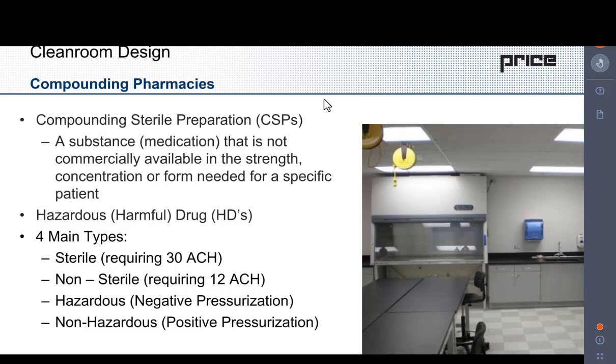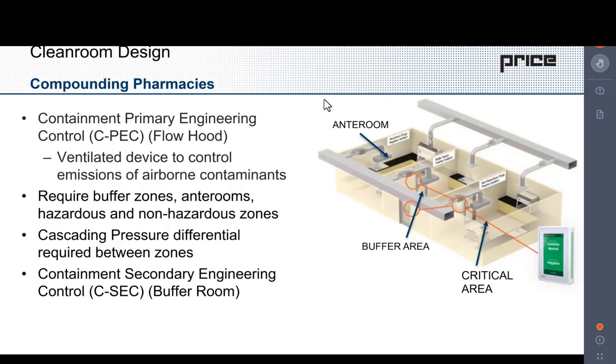We also have sterile and non-sterile, and you can have a sterile hazardous or non-hazardous and a non-sterile hazardous and non-hazardous, and these are going to have increased air change requirements for those sterile areas to have lower particle counts within those areas. Now, how compounding pharmacies typically look at airflow is that they're going to have cascading pressure relationships. So just like that layered approach, we're going to have different ISO classes, but we're also going to have different pressurizations. And how they're going to do that is through the use of containment primary engineering controls, or CPECs, which effectively are going to be those flow hoods that we saw in the layered design previously.